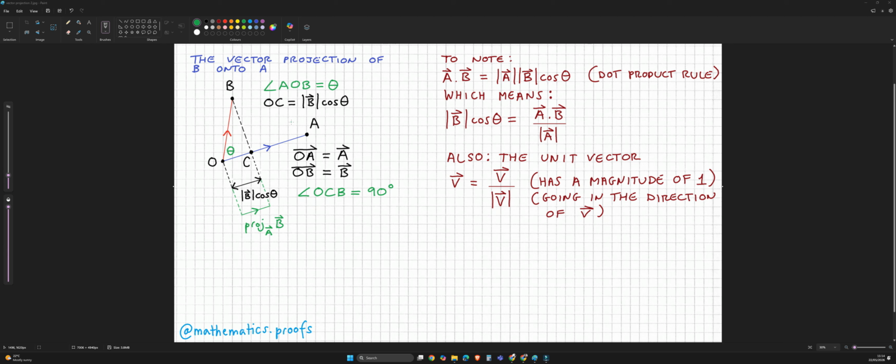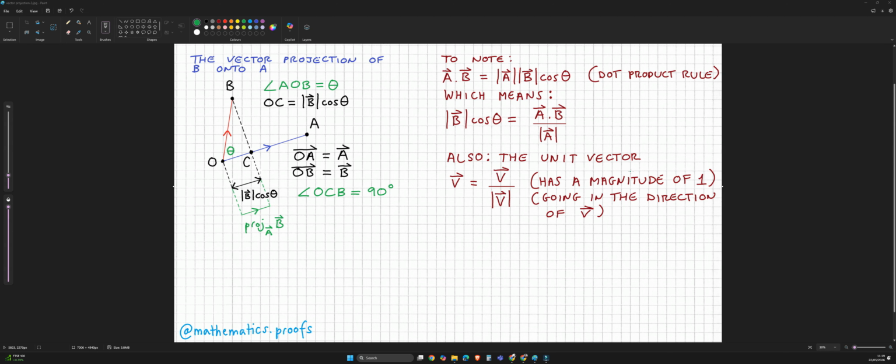Now that this information is out of the way, let's turn our attention to the information on the right. The dot product of the vectors A and B is the magnitude of A times the magnitude of B times cos theta. That's going to mean that the magnitude of B times cos theta is the dot product of the vectors A and B over the magnitude of A, and this is a scalar quantity.